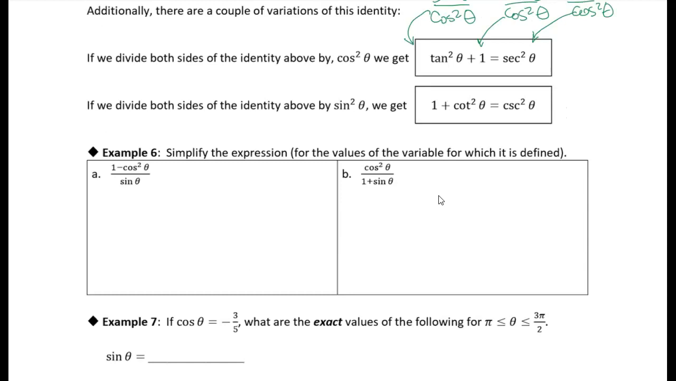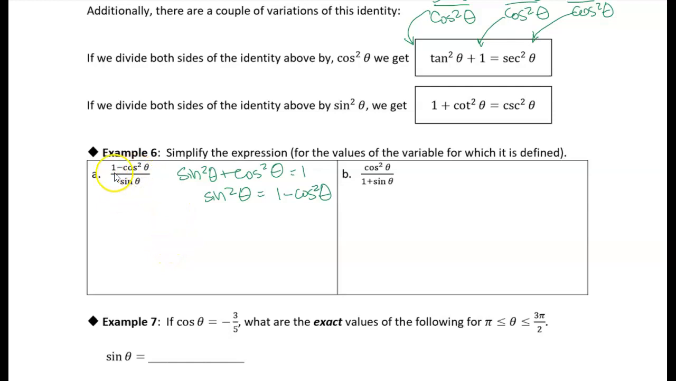So first of all, this example 6 is just asking us to simplify these expressions. Okay. So one thing to know is you can take that identity, and let me just copy it down here since it's not on the screen. Sine squared theta plus cosine squared theta equals 1. Okay, we can rearrange this too. I can subtract cosine squared theta from both sides, and I get sine squared theta is equal to 1 minus cosine squared theta.